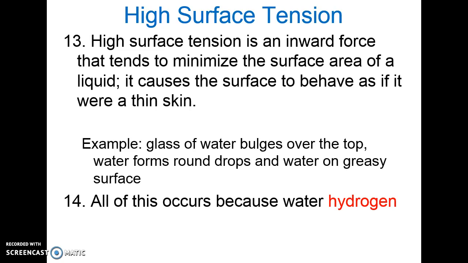All right, moving on. What is high surface tension? It's an inward force that tends to minimize the surface area of a liquid. It causes the surface to behave as if it were a thick skin. So think about when you put water in a glass, or later when you do this water lab, you're going to see that water will bulge over the top, or form beads or drops, and all of this is because of surface tension, which is created because of why? Hydrogen bonding.